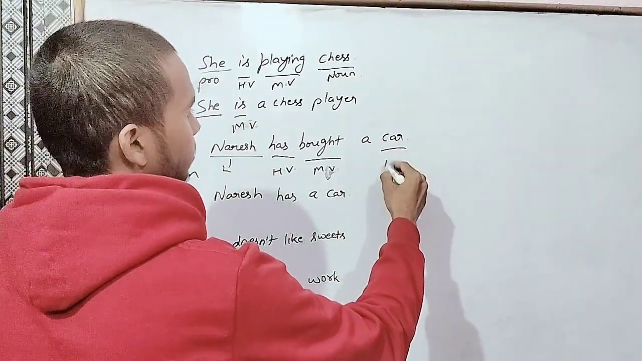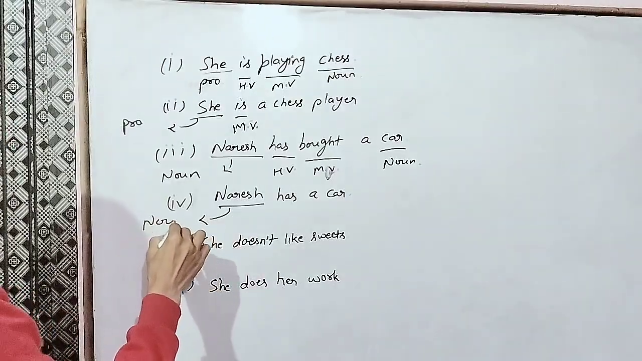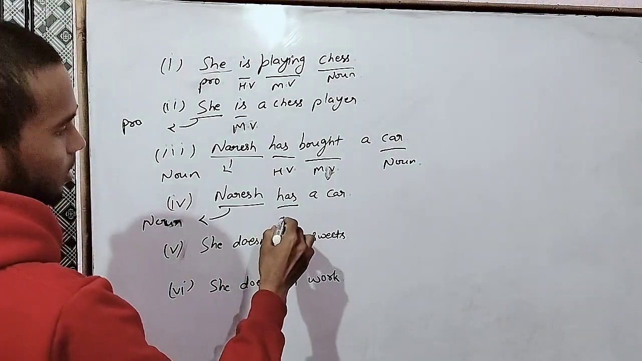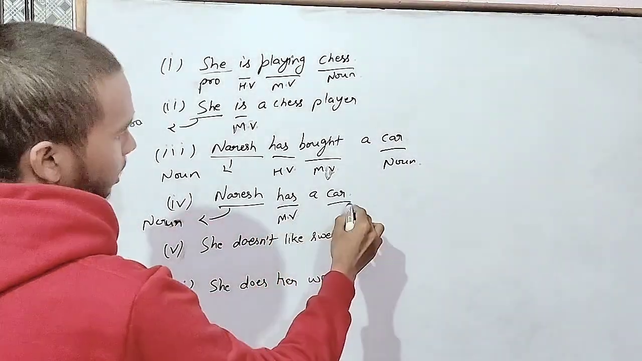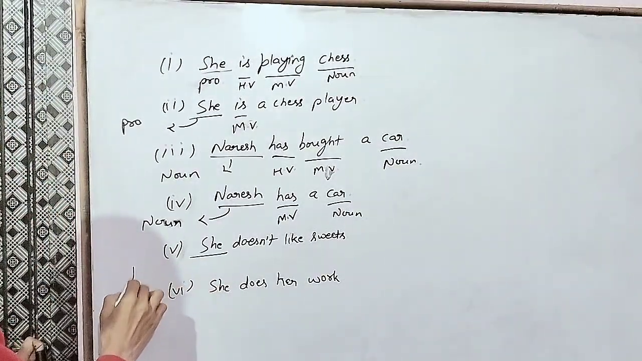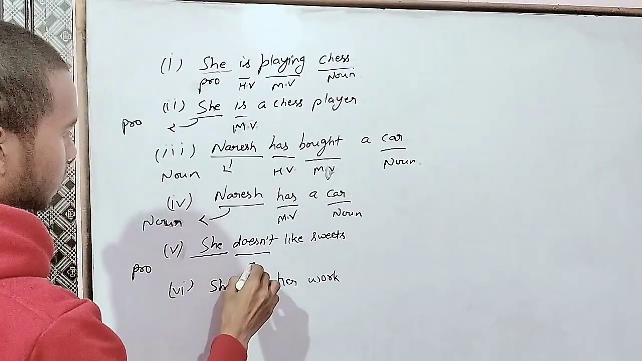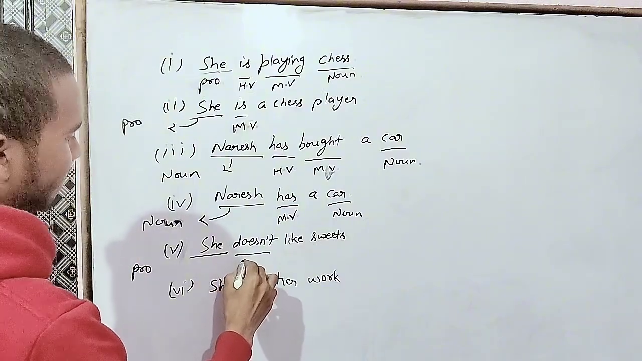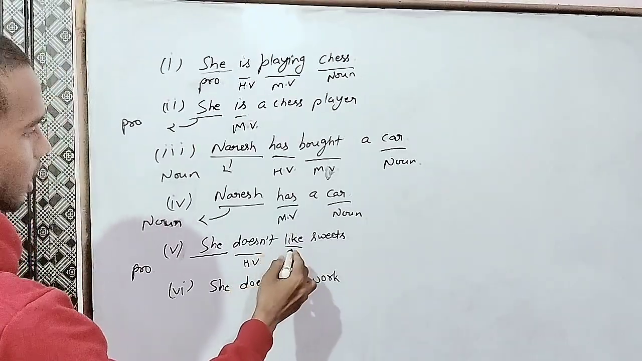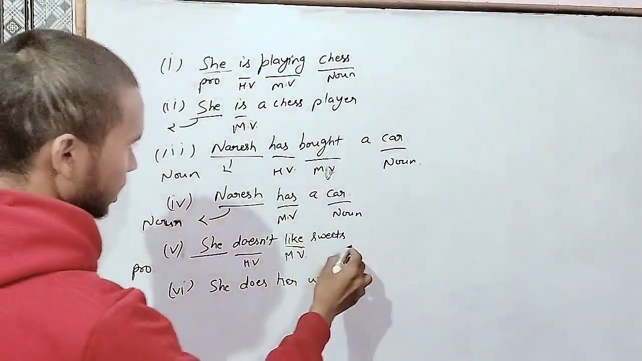Clear? A car, which is a noun. A is an article. This is a noun. Has is a main verb. Clear? She, which is a pronoun, does not, this is a helping verb, and like is the main verb. Sweets is a noun.